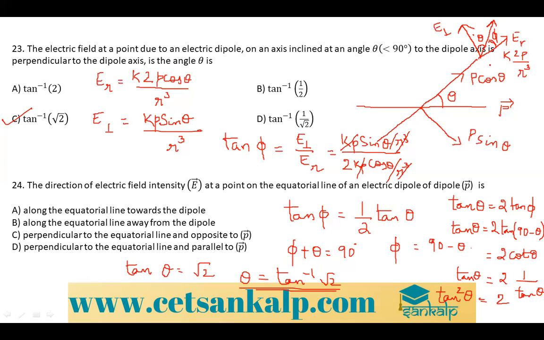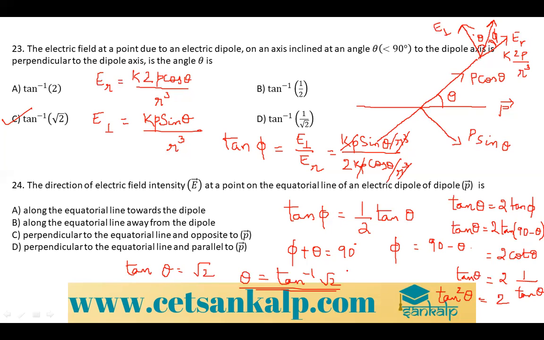So then we find phi. Phi is equal to opposite by adjacent. According to that, it is E perpendicular to E radial. So I substitute the values. So tan phi is equal to 1 by 2 tan theta. So tan theta is equal to 2 tan phi. But phi plus theta, according to the problem, is equal to 90. So phi is equal to 90 minus theta.